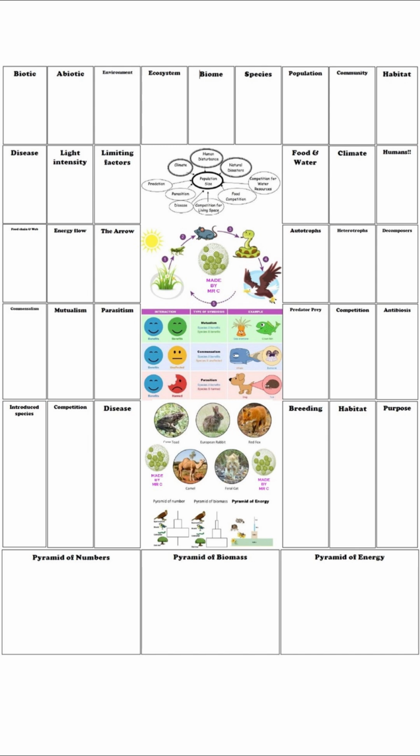Light intensity is something that limits the growth of plants. Plants need light to photosynthesize. And therefore, if a plant is in a place with high light intensity, it will photosynthesize more. And generally, if it's in the shade, it will photosynthesize less. Food and water are probably the most important things for any organism to live. If there is a shortage of food or water, the size of the population will be limited.